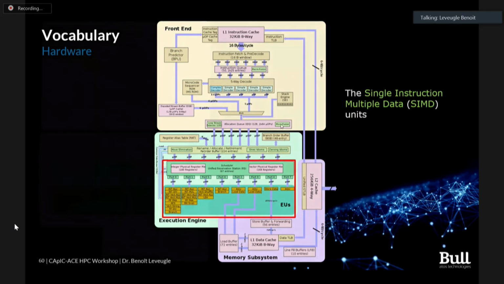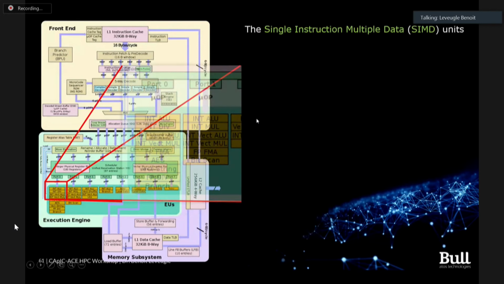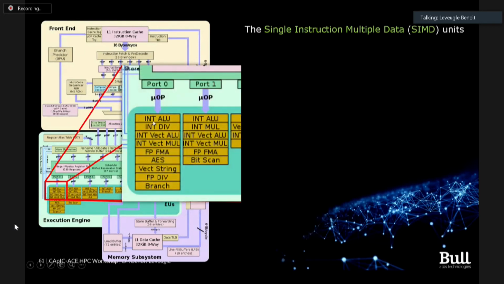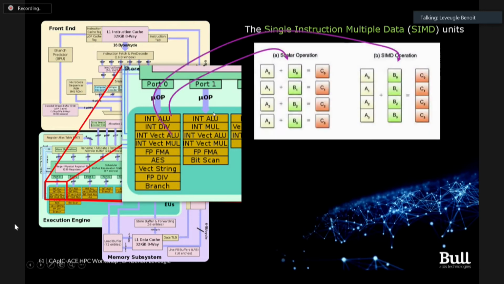When you do some calculation on the CPU, there are two ways to do it. You can use the basic units, so int ALU, for example. This one is going to do all the integer calculation, so 1 plus 1, 1 plus 2, etc. It's called scalar operation. And you have another unit called int vect ALU. It's what we call single instruction multiple data.